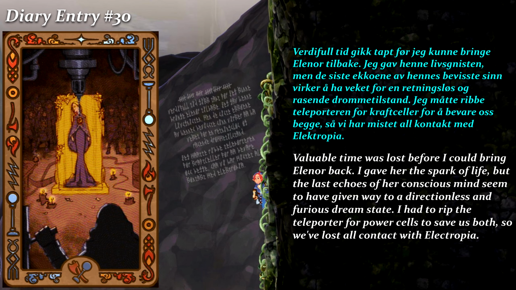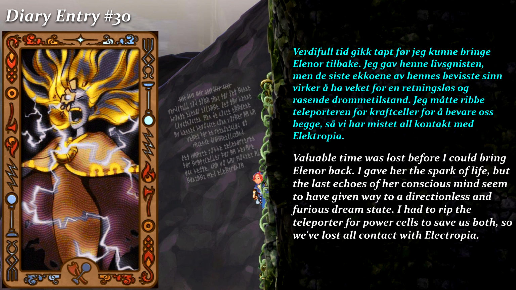Entry 30. Valuable time was lost before I could bring Eleanor back. I gave her the spark of life, but the last echoes of her conscious mind seem to have given way to a directionless and furious dream state. I had to rip the teleporter for power cells to save us both, so we've lost all contact with Electropia.